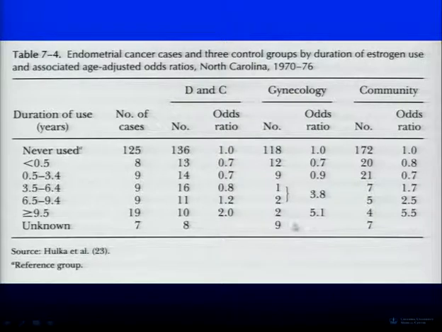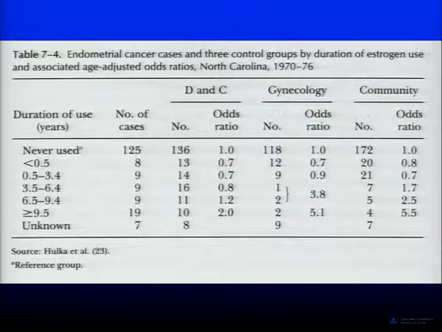So if you look at this, for this odds ratio, for the DNC comparison, not that strong an increase. At the very high, the much longer use of estrogen, it might be starting to be elevated. If you look at the gynecology controls, anything more than about 5 years of use, you're getting a much higher odds ratio, and you're getting a higher odds ratio as well as the community controls.